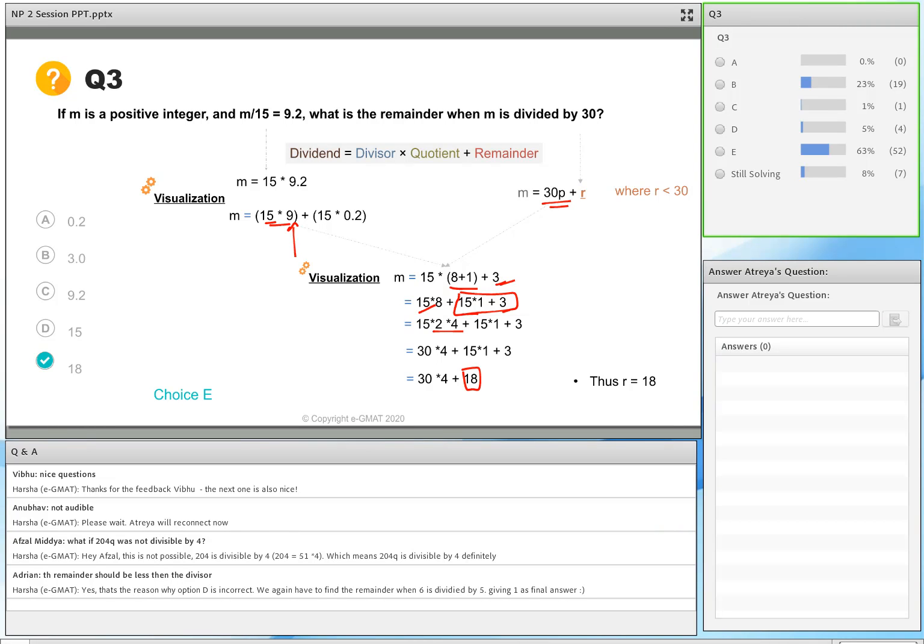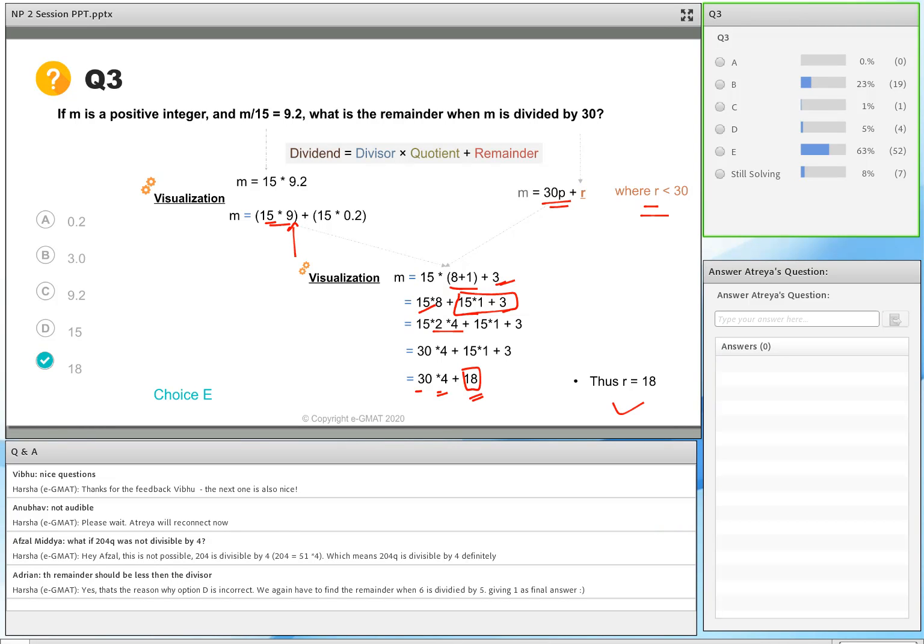I can now write that as 30 times P plus R, where now R is less than 30. Yes, it is less than 30. So if it's less than 30, that's directly my answer. I mark choice E, the right answer for this question. Right? Okay. I have a very interesting question from Ashish.